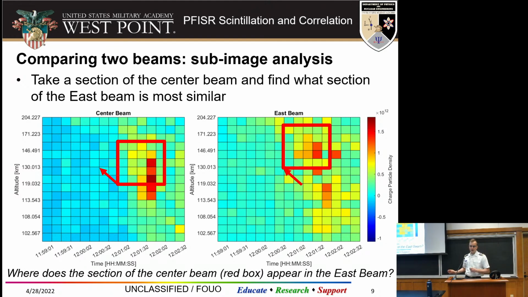I show where they are compared to each other by using a vector in the bottom left-hand corner of the center beam. This is basically showing, at the base, where the bottom left-hand corner of the subsection in the center beam is, and where it is shown to have moved to in the east beam, going to the bottom left corner of the box in the east beam.